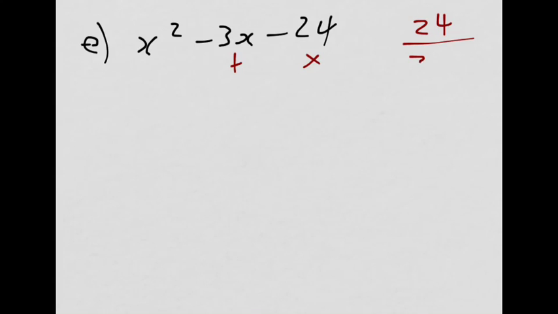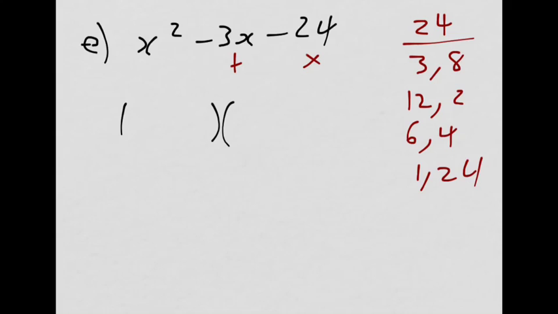3 and 8. What else? 12 and 2. 6 and 4. And don't forget 1 and 24. Oh, don't forget that one. Sometimes that one comes in handy. So I set up my brackets, right? Two binomials, both beginning with x.